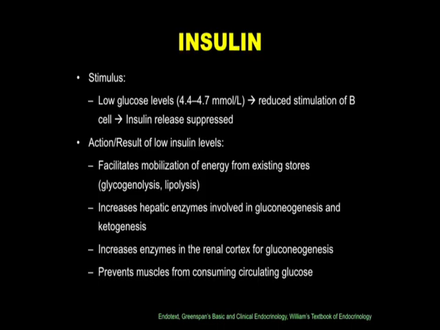So you need low insulin levels to facilitate mobilization of energy from existing stores, to increase hepatic enzymes involved in ketogenesis and gluconeogenesis, to increase the enzymes in the renal cortex for gluconeogenesis, because although it contributes a much less significant amount, the kidney actually contributes to gluconeogenesis as well. And then the presence of low insulin also prevents muscles from consuming circulating glucose, so that you can have it in the serum to protect the brain.